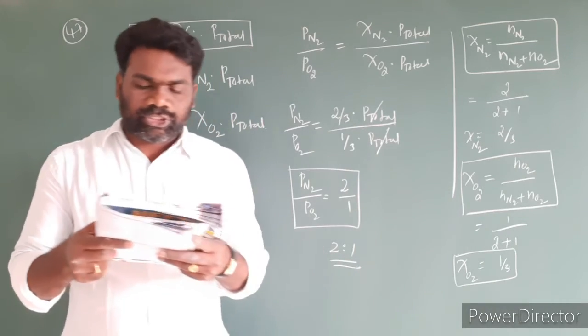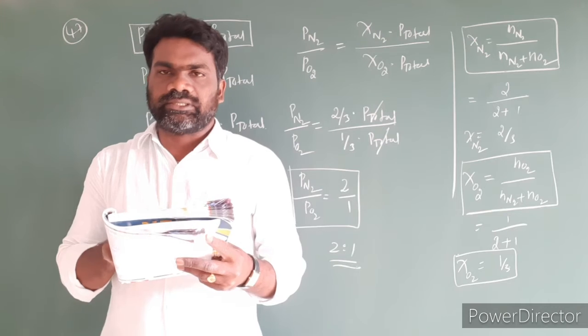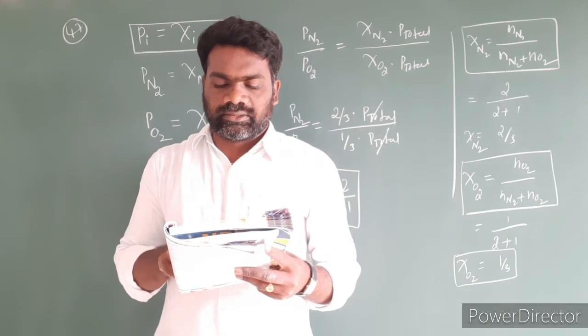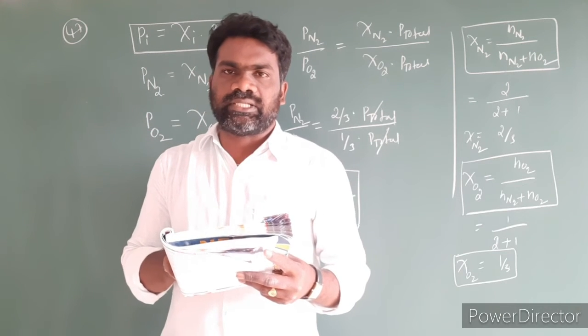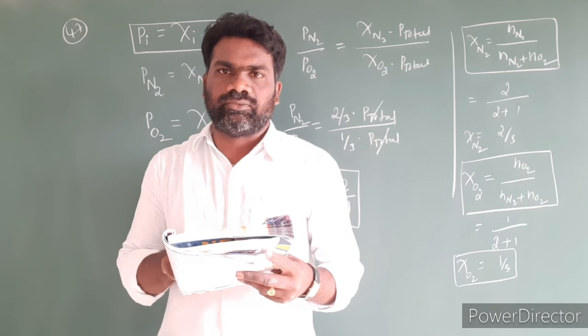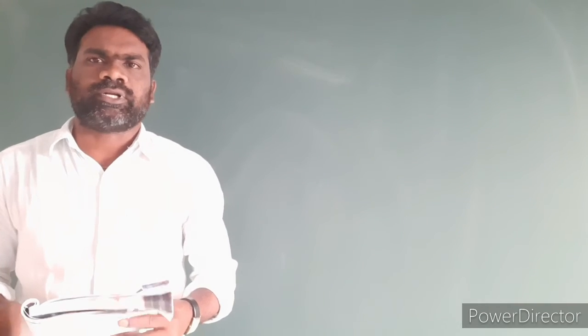So the ratio of partial pressures of nitrogen and oxygen in the mixture is 2:1. So for question number 47, the correct option is the second. The second option is correct. So for question number 47, the second option is correct, 2:1. Next, question number 48.